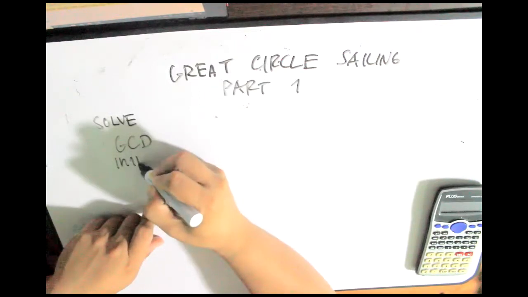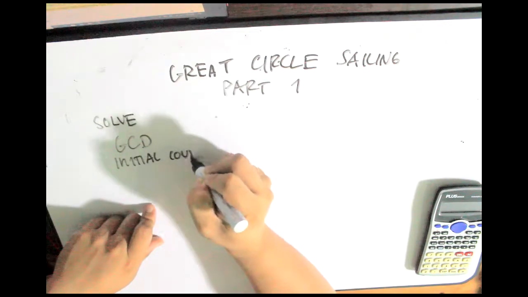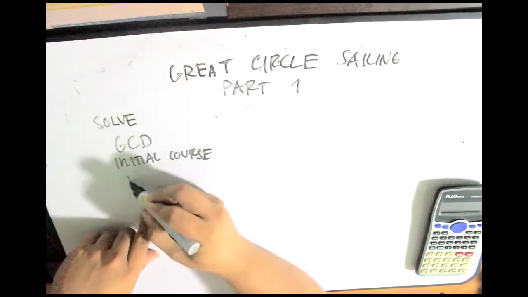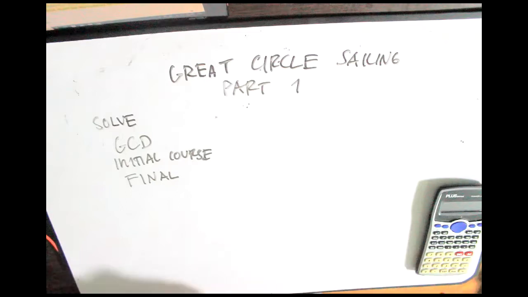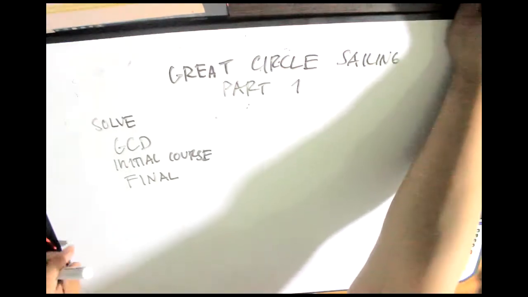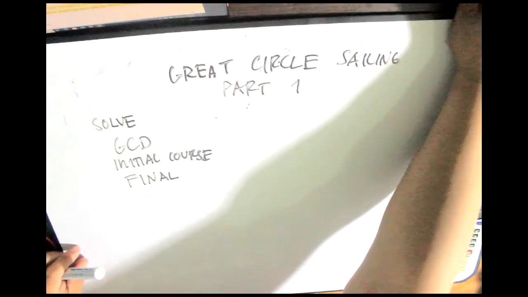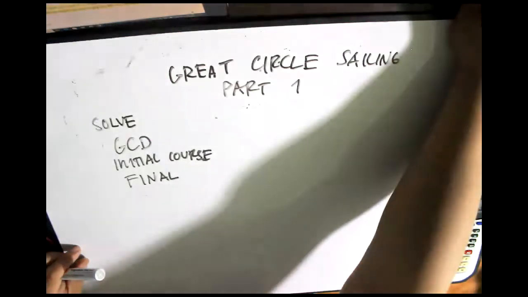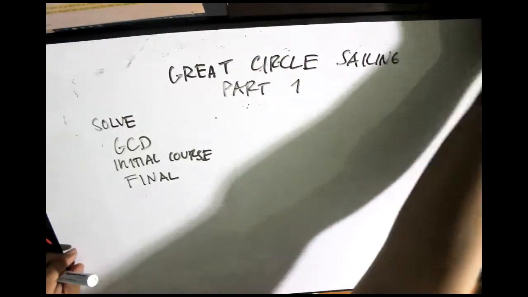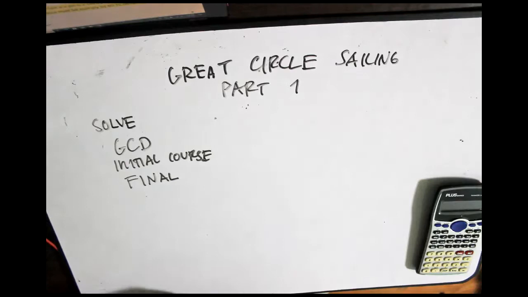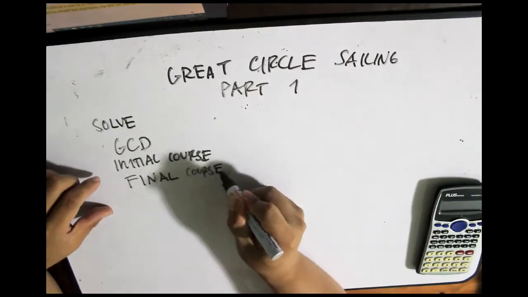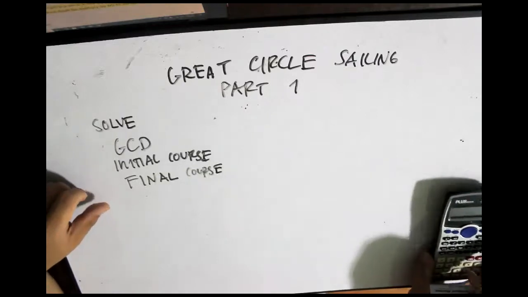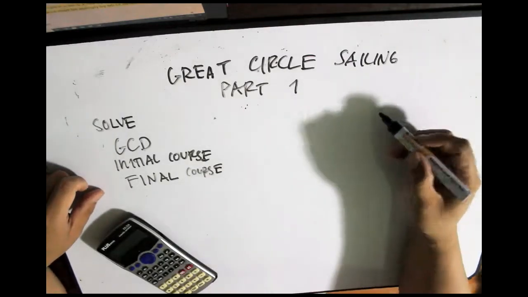Initial course, final course. Okay, yan. So before that, we must go on to the diagram, no? Anong itsura ng ating diagram ng triangle, what is yung labeling ng parts ng triangle natin, no? So we can determine the great circle distance, initial course, and final course. So anong itsura ng ating spherical triangle? So okay, ito ang magiging itsura ng ating spherical triangle.